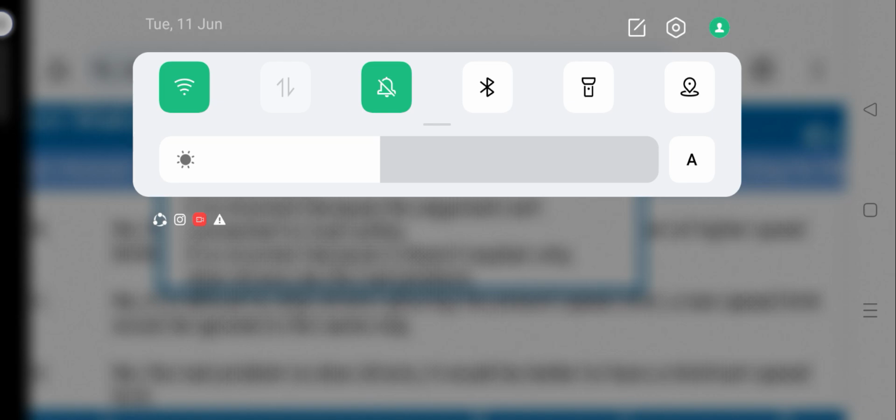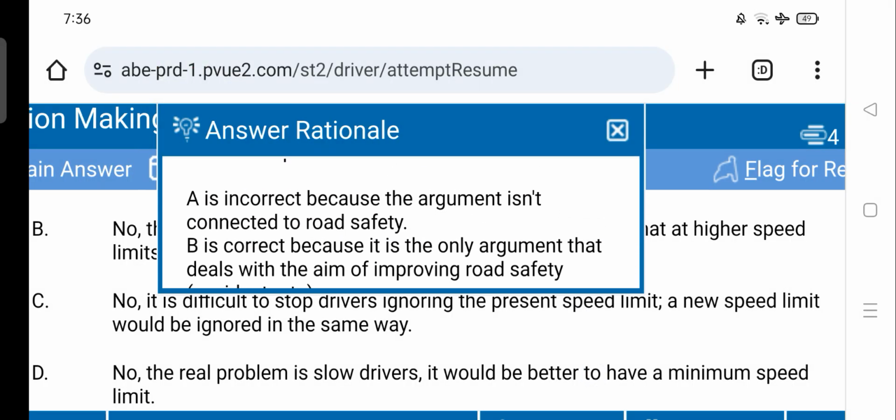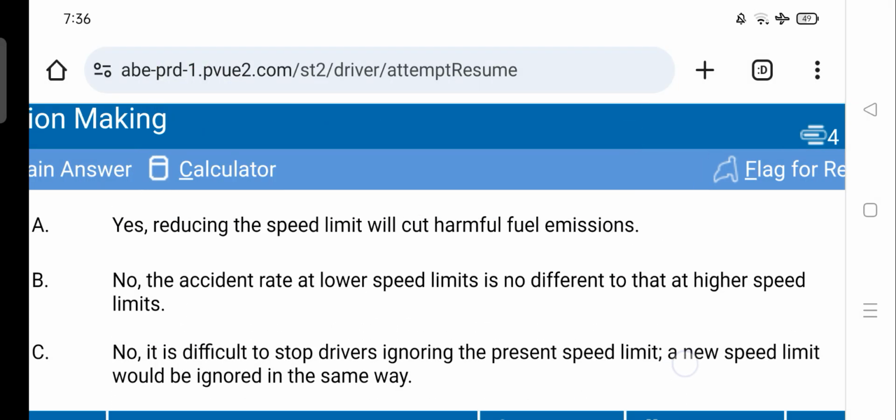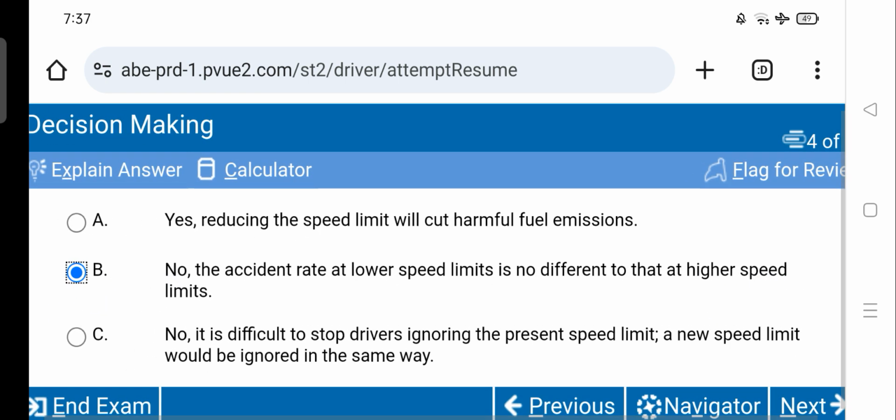So here we have the correct option is option B, that no, the accident rate at lower speed limits is no different to that at higher speed limits.